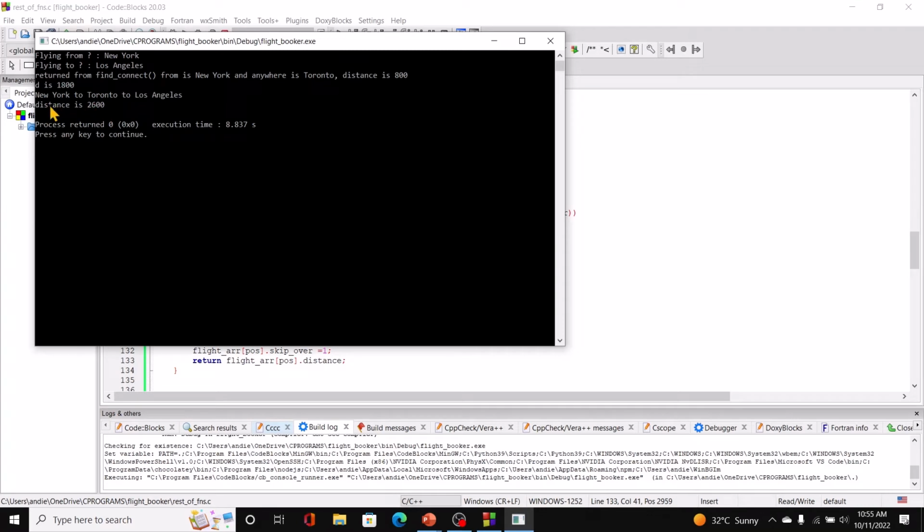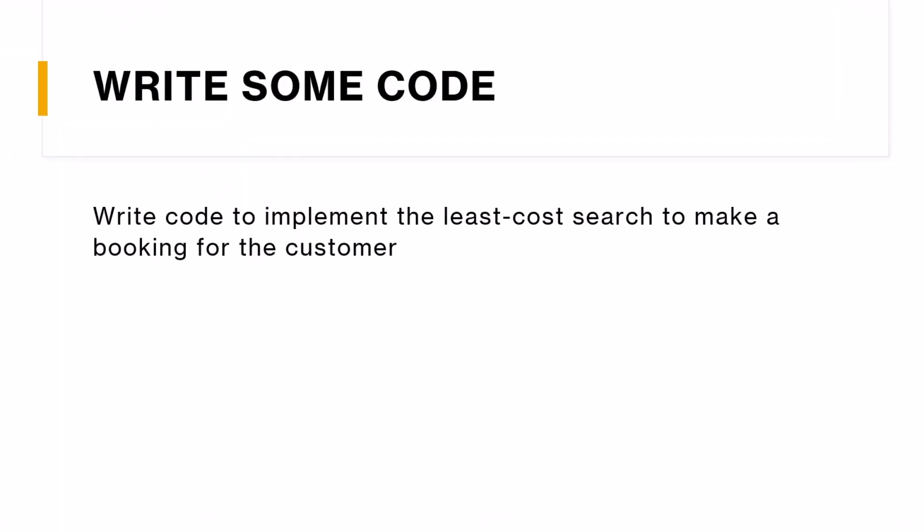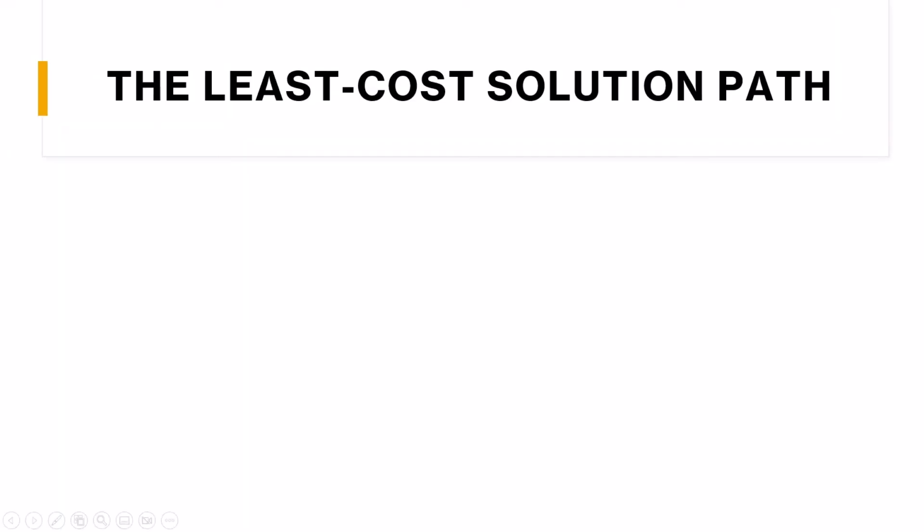And there we have the route, New York to Toronto to Los Angeles, right? And that, as you can see, is the shortest route. Again, you can play around with this program after the session. Now moving on, let's look at the solution path we found through the program.